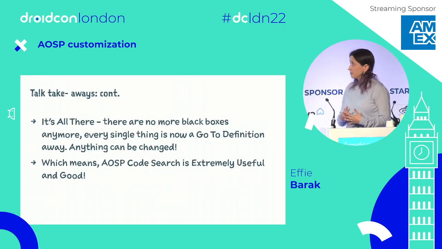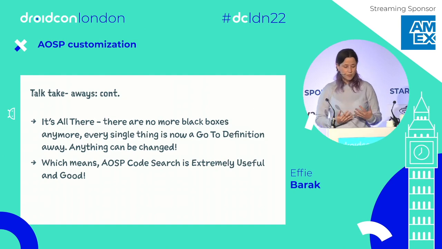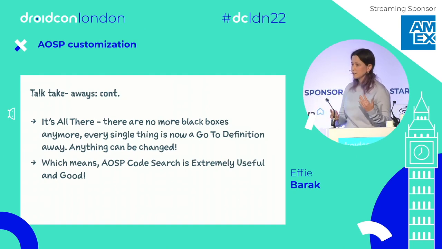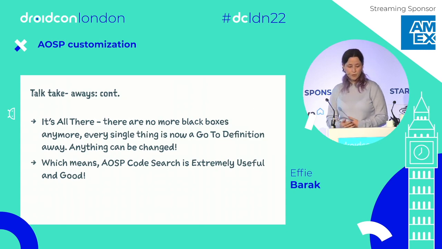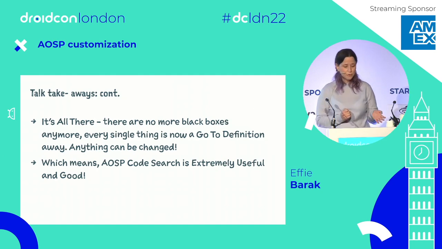It's all there. The meaning of AOSP being open source is that all the code is out there. There are no more black boxes. Everything, we can figure it out. We can read the code. And it also means that AOSP code search is really the most useful tool that we can have in our belt for this journey.